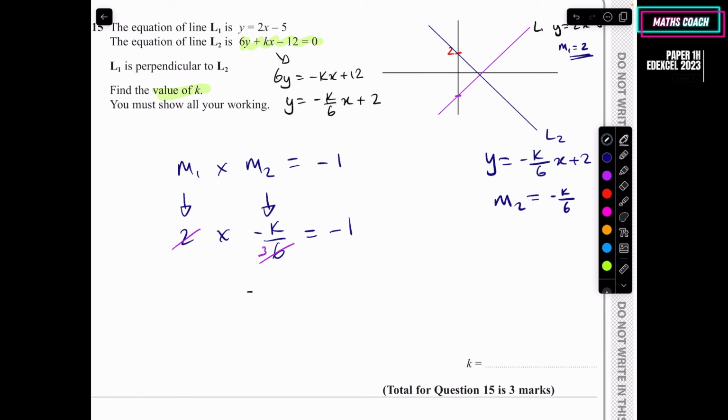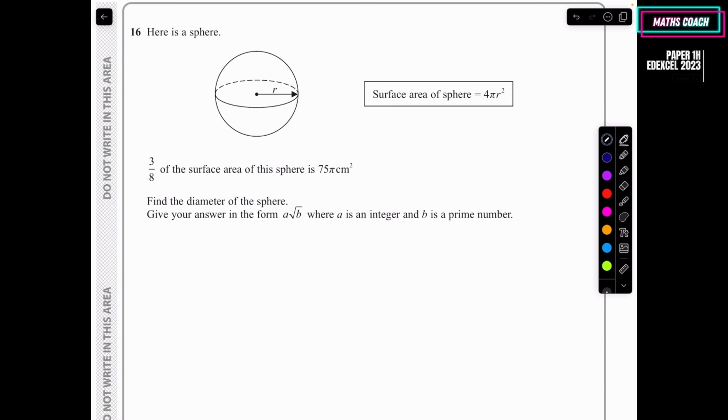So we end up with minus k over 3 equals minus 1. Take the 3 to the other side by multiplying, so that becomes k is equal to minus 3. We don't want minus k, we want k. So we're going to switch sides, so k is equal to 3. There you go. Done.